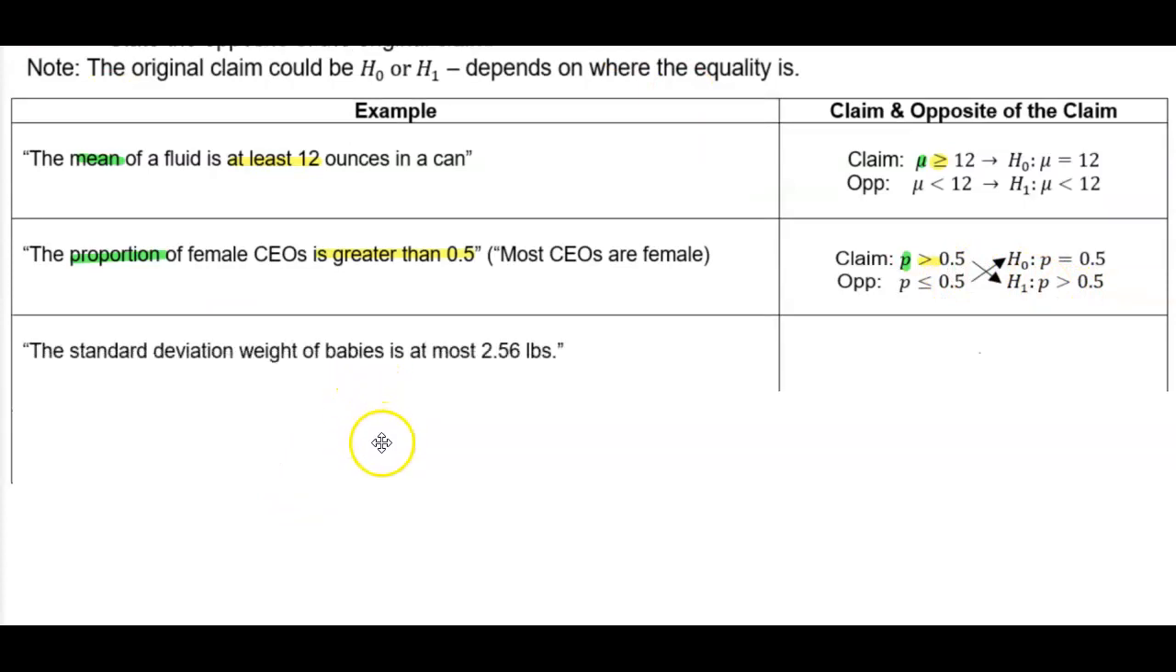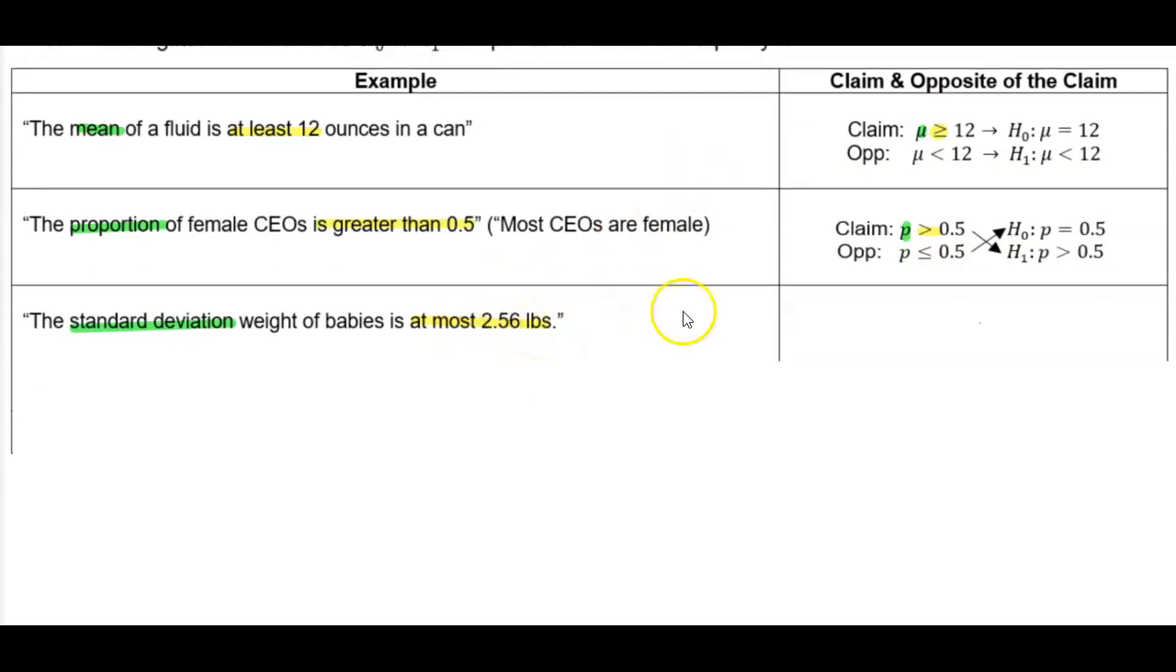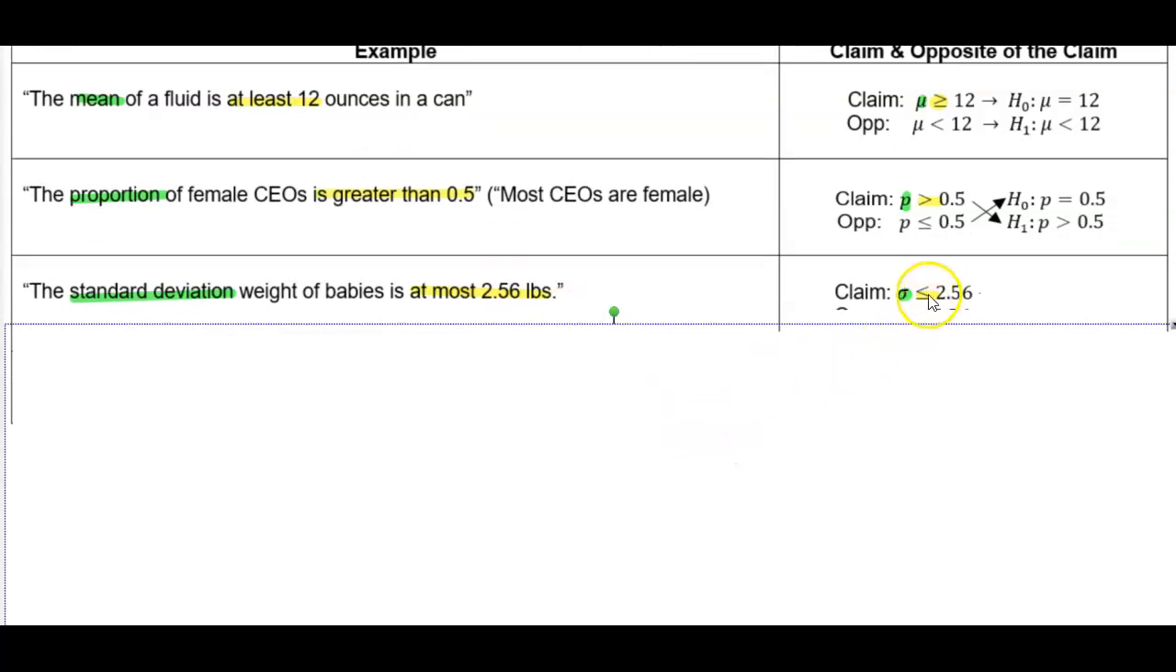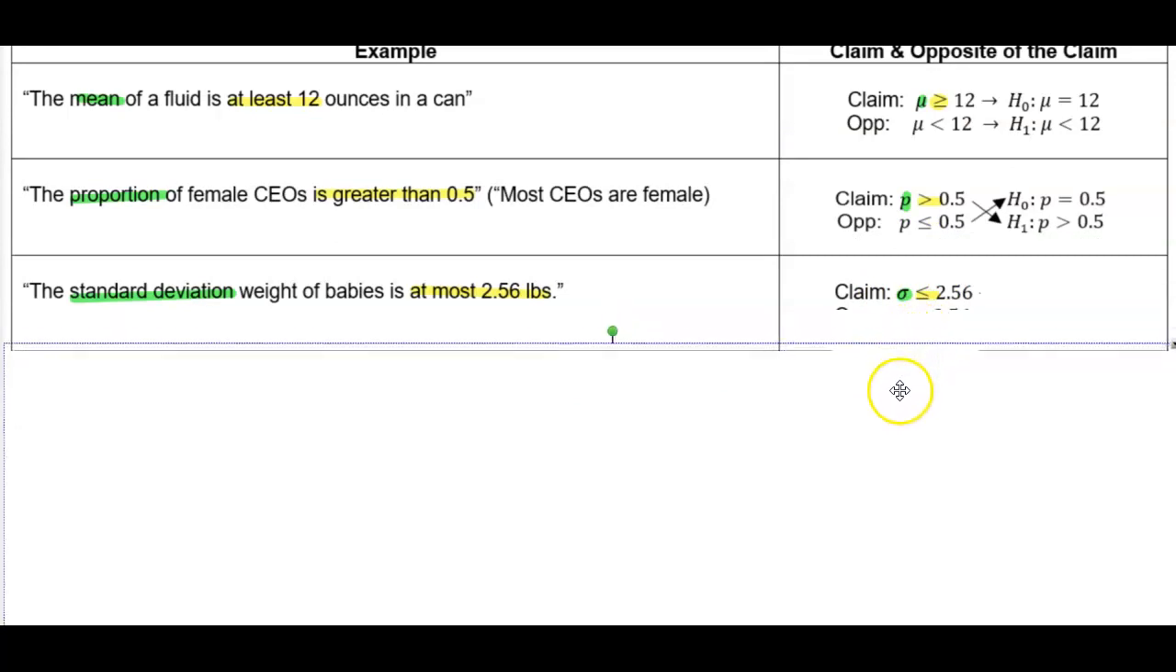Let's take a look at another example. It says the standard deviation weight of babies is at most 2.56 pounds. So we're saying at most 2.56 pounds, and we're using the standard deviation. Okay, so we need to make sure that we're comfortable with what at most means. So in our claim, at most is less than or equal to. So we're using standard deviation, so that is the symbol, and it says at most, which is less than or equal to. So we can see that the equals is going to be in the claim.